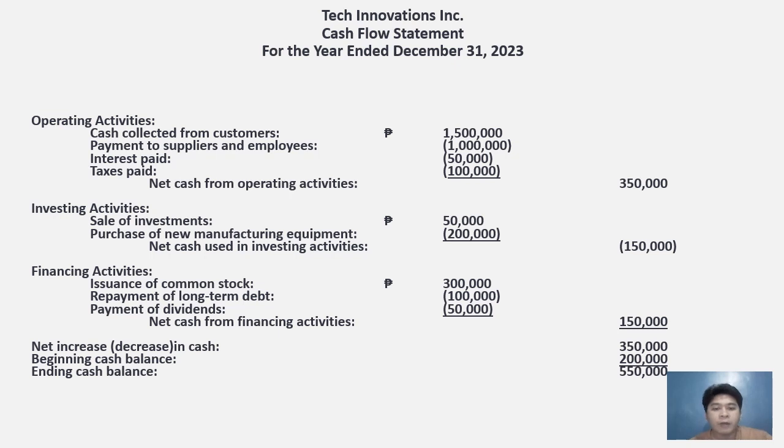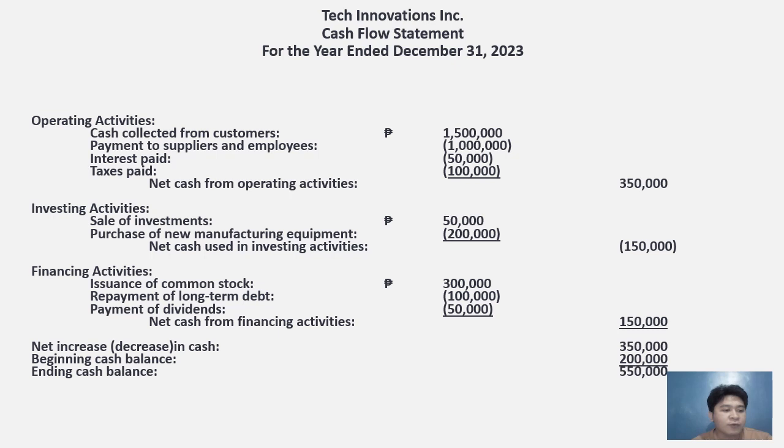If we are going to record the sample transaction into a cash flow statement, it will look like this. In the operating activities, Tech Innovations received 1.5 million pesos in cash from its customers. This cash comes from sales of its products or services. It will represent a cash inflow. The company paid 1 million to its suppliers and employees.